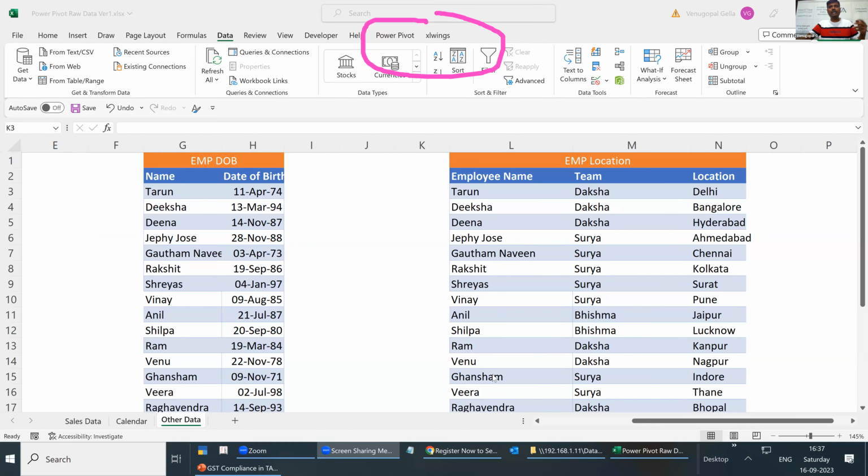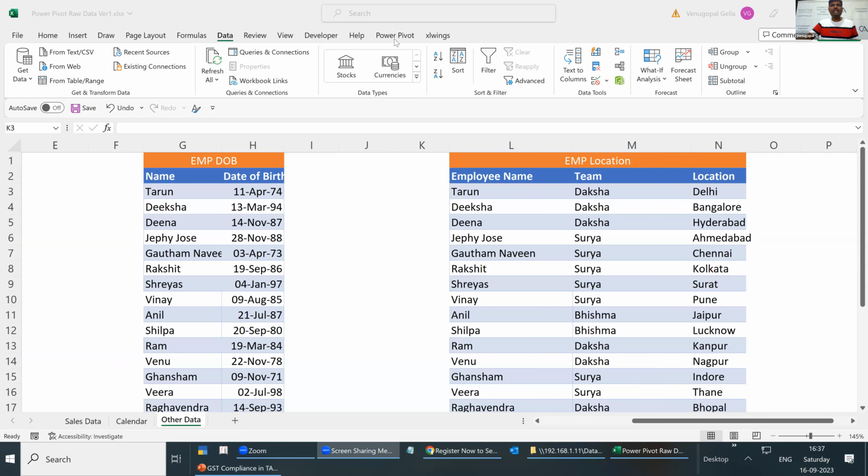You should know, if you are using the original version of the system, you will be able to see this. Excel 2016 onwards, definitely this is available. Okay. Now, how do we create this? Let me clear my drawings.